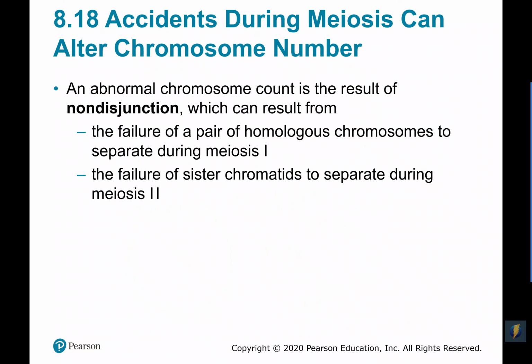So whenever you have an abnormal chromosome number, right? Remember, for humans, it's 46. That's the normal number. But sometimes humans end up with extra chromosomes or not enough chromosomes. Anytime you have this abnormal number of chromosomes, it results from what we call a non-disjunction. And there are several ways that non-disjunctions can occur. First, it might involve either the failure of a pair of homologous chromosomes to separate during meiosis 1, or the failure of the sister chromatids to separate during meiosis 2.